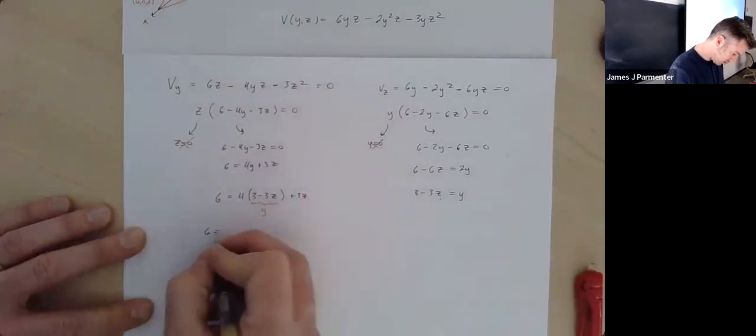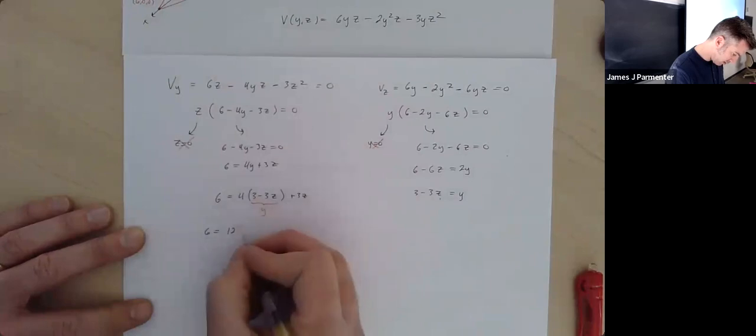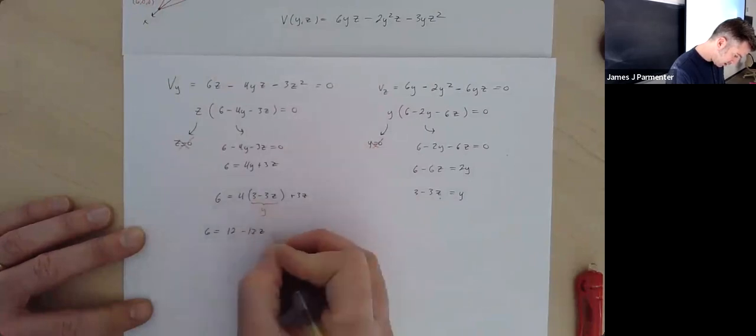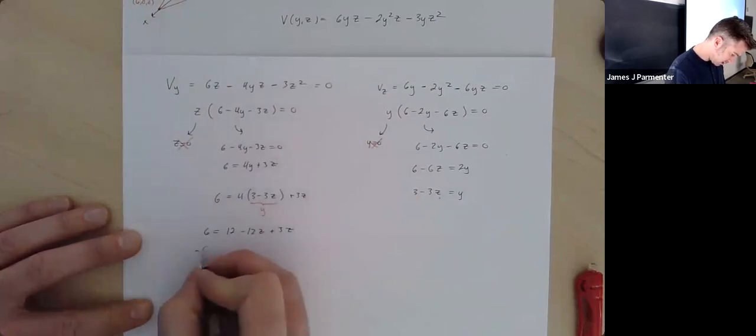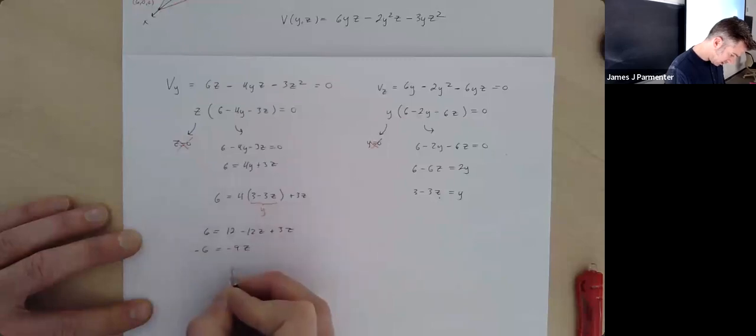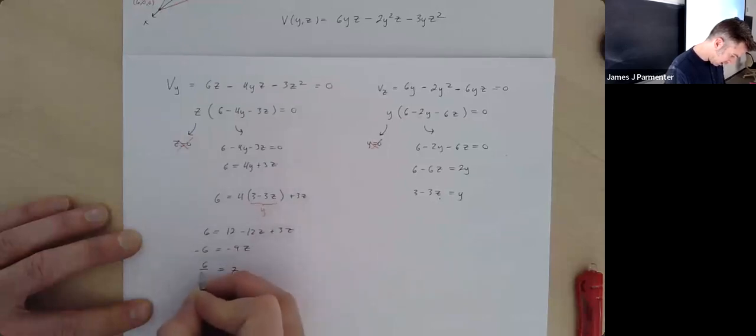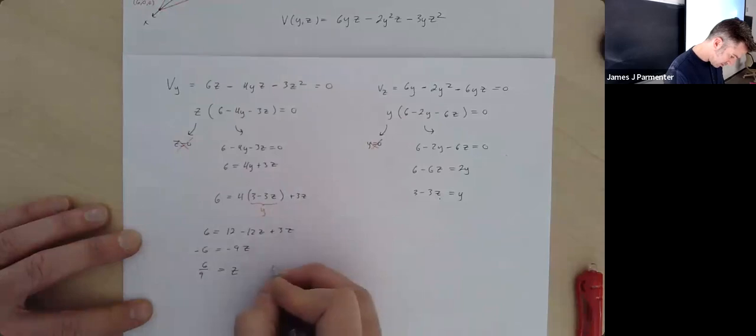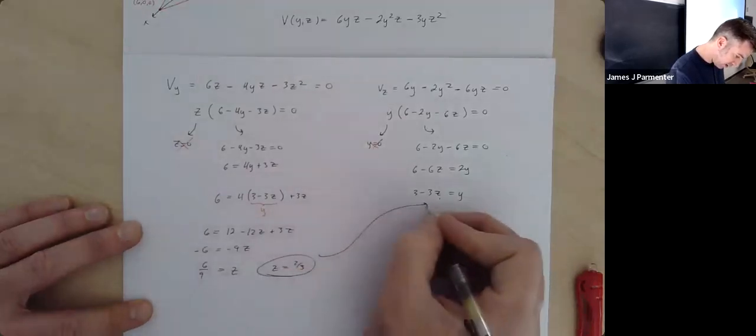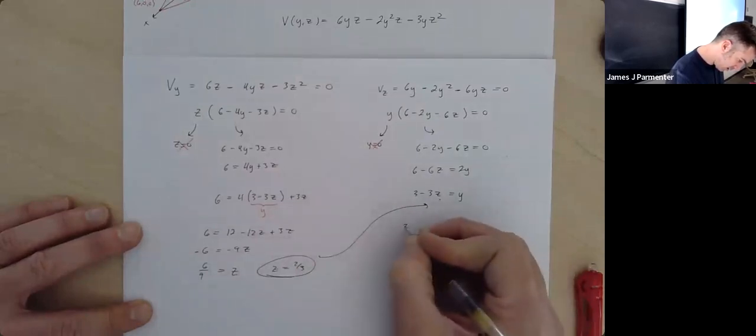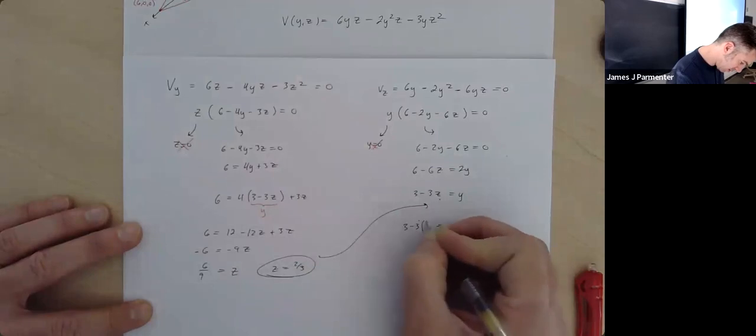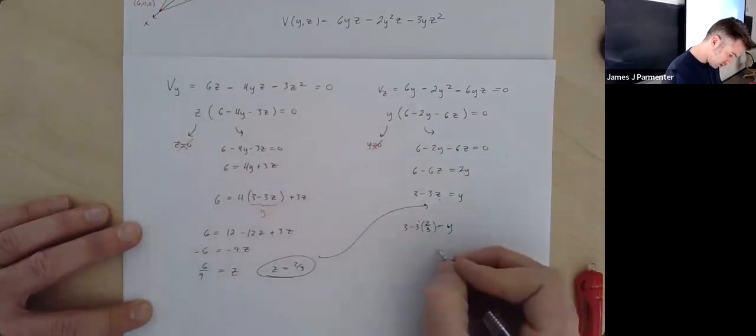So 6 equals 4 times 3 is 12. 4 times negative 3z is minus 12z plus 3z. So 6 minus 12 is negative 6, and negative 12z plus 3z is negative 9z. So it looks like z is equal to 6 over 9, or 2/3. We plug that back in for y over here, and y is going to equal 3 minus 3 times 2/3, which is just 3 minus 2, which is 1.